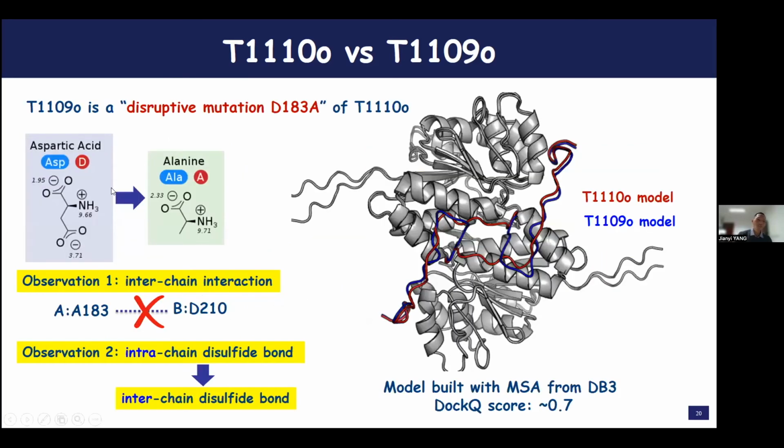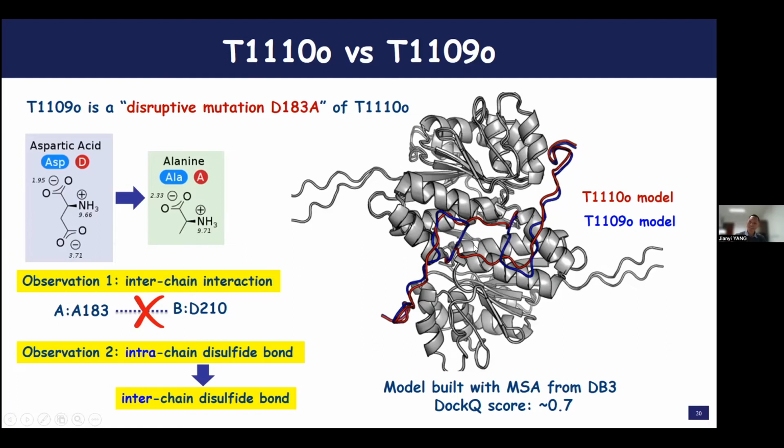So this is a mutation. You can see the side chain basically becomes smaller from this mutation. Then we guess this interaction will be broken after it's mutated. Another observation is this disulfide bond. So we tried multiple MSAs, and we found one interesting MSA from the third database. From this one, we can see we have a model that satisfies these observations.